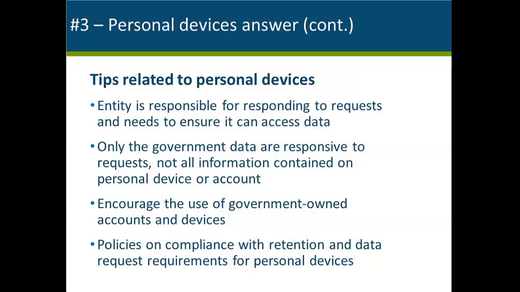Alternatively, if you have officials who are really insistent on using a personal device, it may be worthwhile to set up a forwarding process that requires emails be sent to a government-owned account, and then that account automatically forwards the message to a personal device or account. In those situations, the government entity would still have access to the original messages.